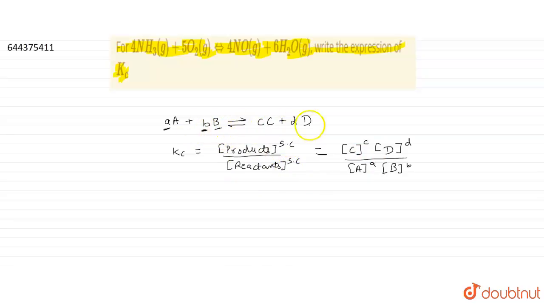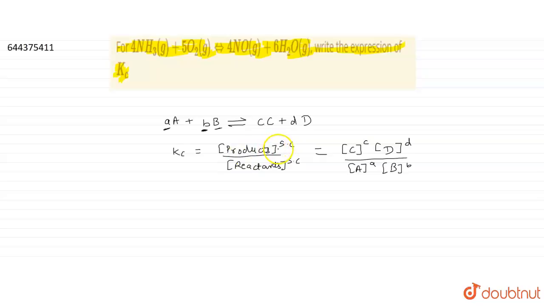aA plus bB gives cC plus dD. So Kc will be equals to [C] to the power c into [D] to the power d divided by [A] to the power a into [B] to the power b. It will be easier for you to learn this type of expression. Here small a, small b, small c, small d are stoichiometric coefficients of capital A, capital B, capital C and capital D respectively.